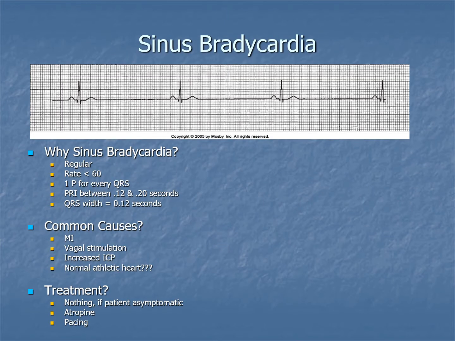So sinus bradycardia, by definition, is where the heart rate itself is less than 60 for an adult. However, the rhythm is regular. There's 1 P wave for every QRS. The PR interval is somewhere between 0.12 and 0.20 seconds, or 1 big box. And the QRS width is 0.12. So basically, the ECG is normal, with the exception of the fact that the rate itself is less than 60.